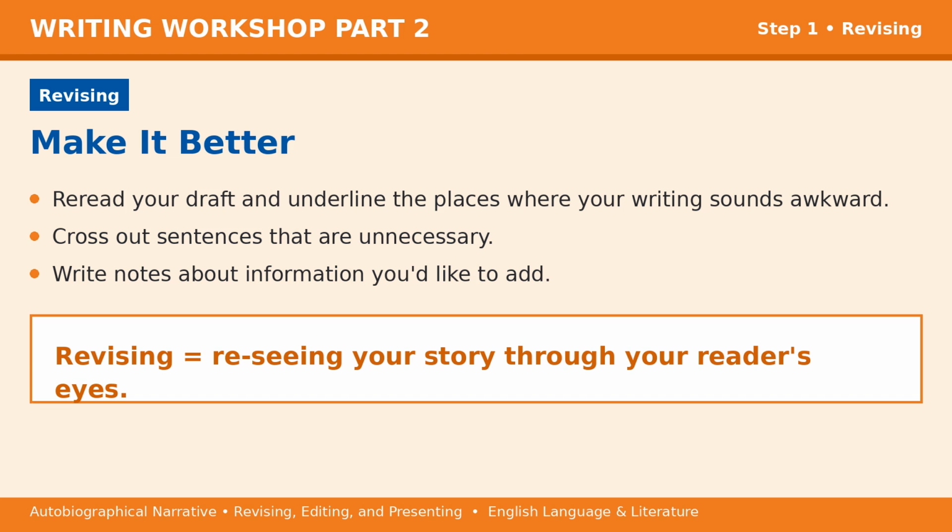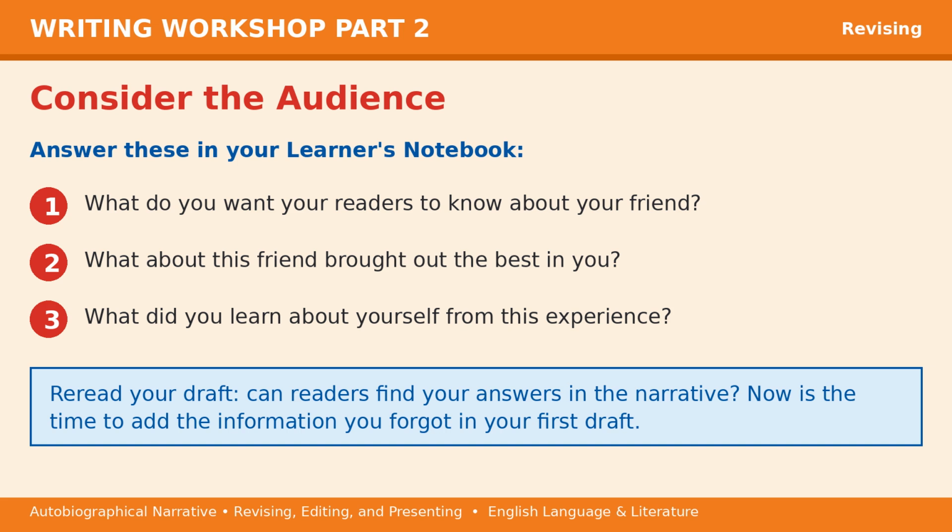Revising. Make it better. The best way to start revising is to reread your draft and underline the places where you think your writing sounds awkward. Cross out sentences that are unnecessary and write notes about information you'd like to add. Next, consider the audience. In your learner's notebook, answer 3 questions. 1. What do you want your readers to know about your friend? 2. What about this friend brought out the best in you? And 3. What did you learn about yourself from this experience? Then reread your draft and make sure the answers can actually be found in your narrative. Now is the time to add the information you forgot to include in your first draft.